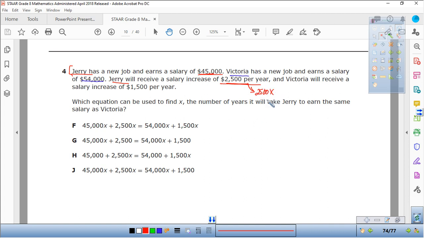It's going to be like that. I'm looking for that, the truth. And Victoria in blue will receive 1,500. So I'm going to have 1,500 per X, okay? And that's it.